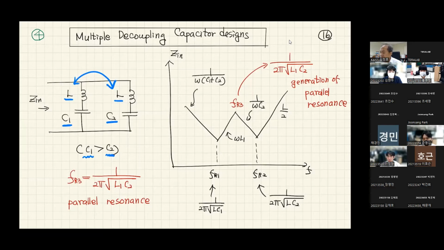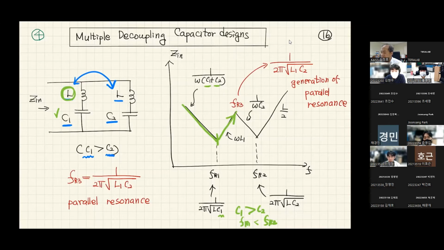Now, the impedance curve will look like this. At low frequencies, the capacitance will be dominated by C1 plus C2. And first, because C1 is larger than C2, resonance frequency 1 is smaller than resonance frequency 2. So we're gonna meet the self-resonance frequency of capacitor C1. After resonance, the inductance will be more dominant and it will move up again.